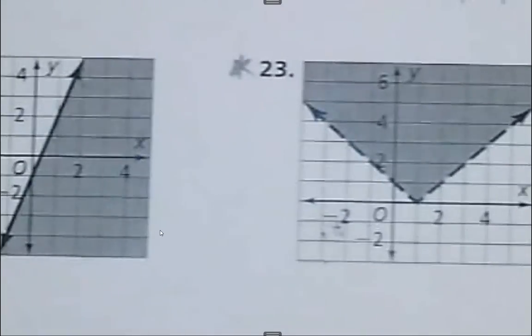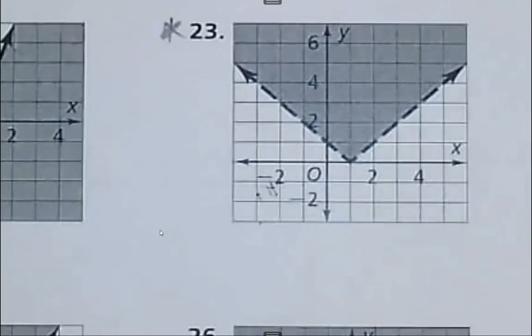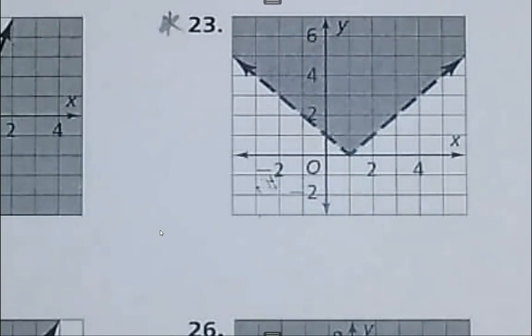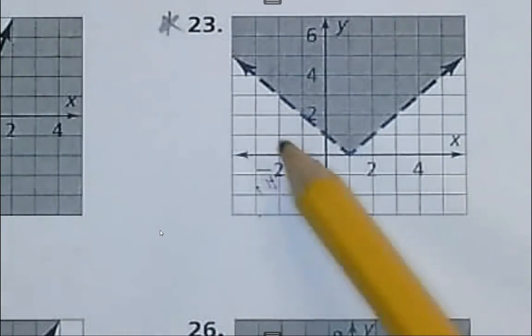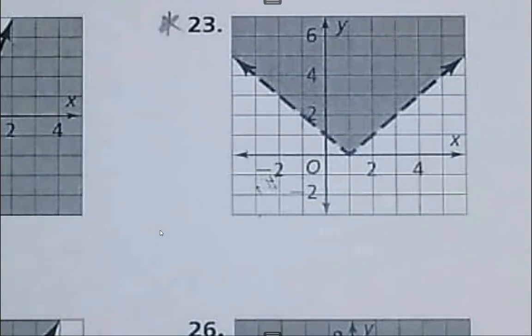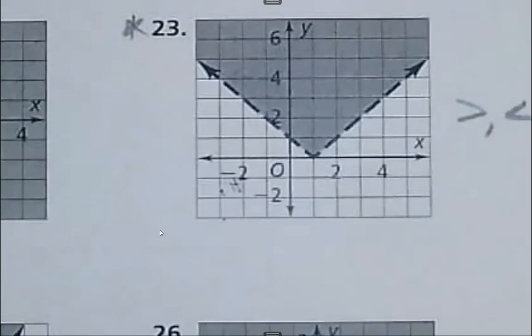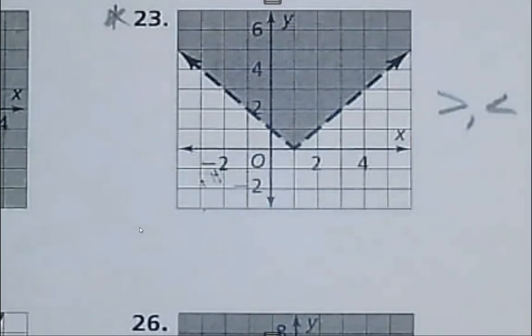So let's look at number 23. And this is an absolute value graph. Okay. So we know that just by looking at it. It's got that V shape that we look for. Okay. You'll also notice that there's dotted lines here. So we know that we're either going to be dealing with the greater than or the less than symbol. Okay. This is pointed upward. So we know it's going to be positive.